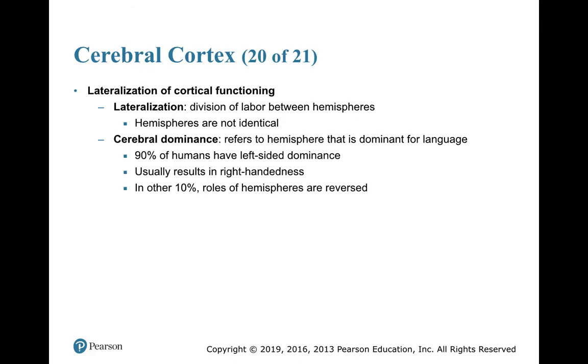Though, again, we have lateralization of some cortical functions, but don't make too much out of this. There's a division of labor between hemispheres. They are not identical. Cerebral dominance refers to the hemisphere that is dominant just for language, and for 90% of humans, it is a left-sided dominance. That usually results in being right-handed. In the other 10%, the hemispheres are reversed.